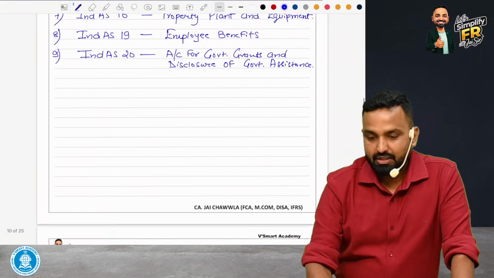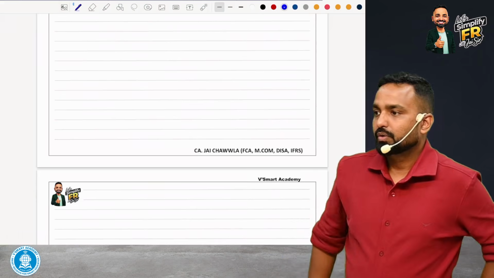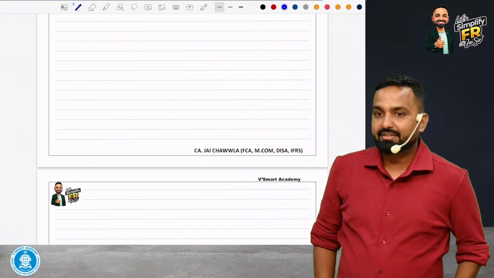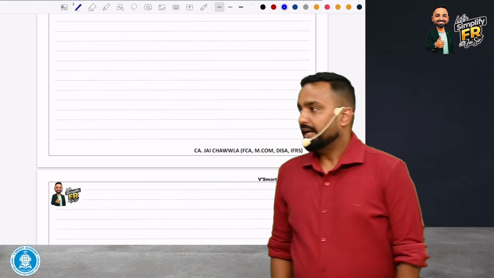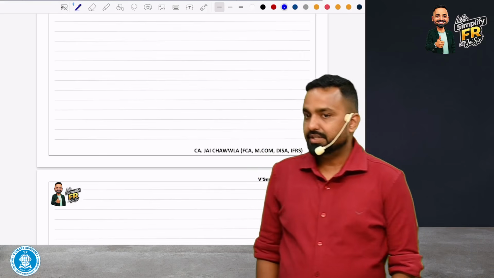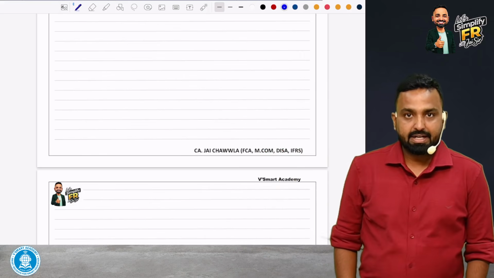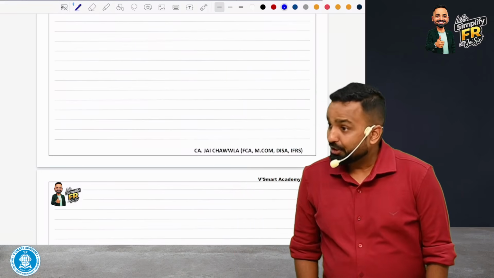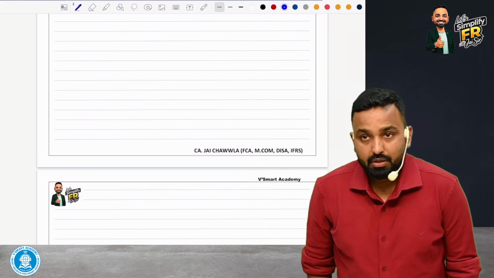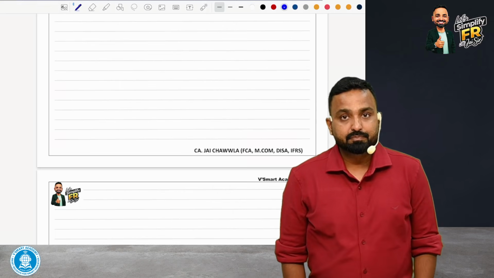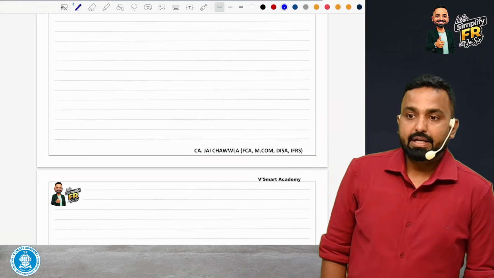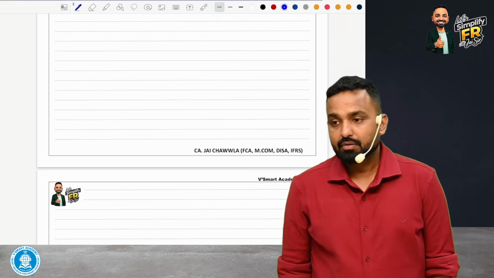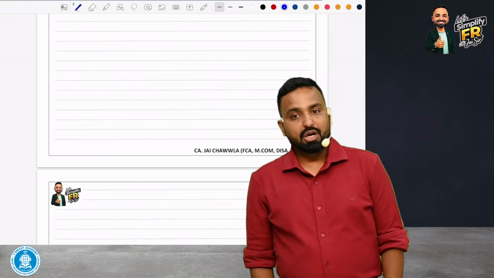Okay. 9. Tell me. Ind AS 1. Ind AS 2. Valuation of inventories. Ind AS 7. Ind AS 8. Accounting policies, changes in accounting estimates and errors. Ind AS 10. Events occurring after the reporting period. Ind AS 12. Income taxes. Ind AS 16. Ind AS 19. Ind AS 20. Government grants and disclosure of government assistance.